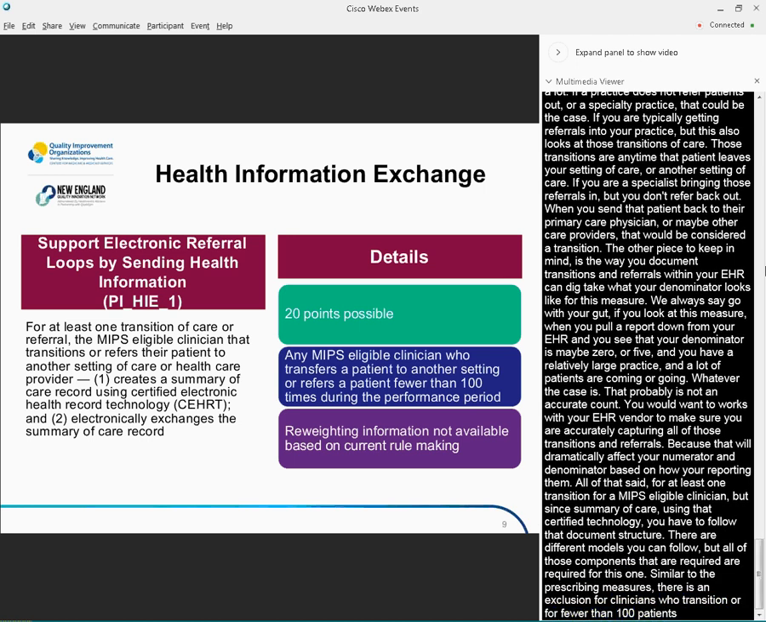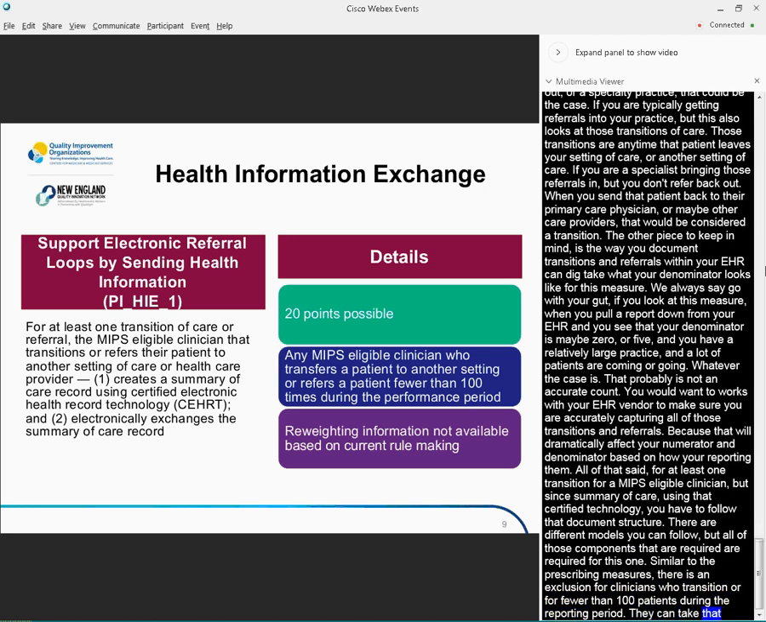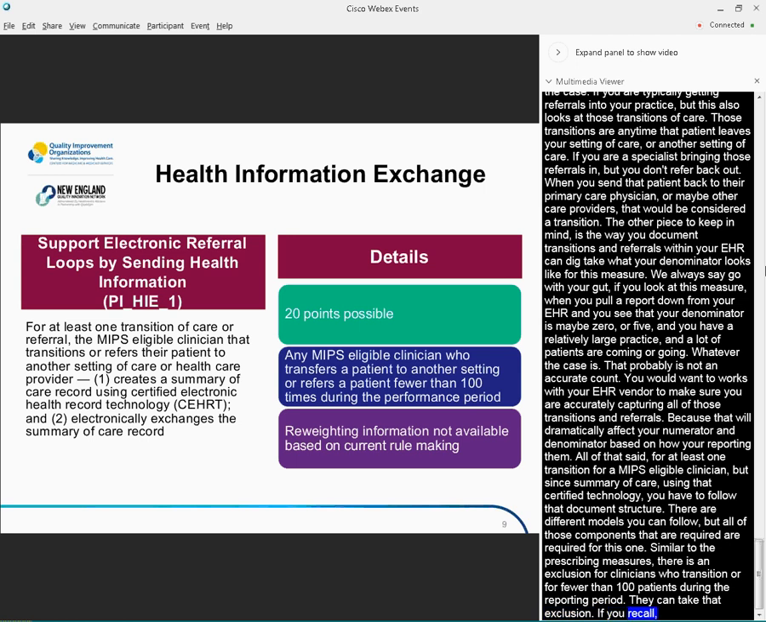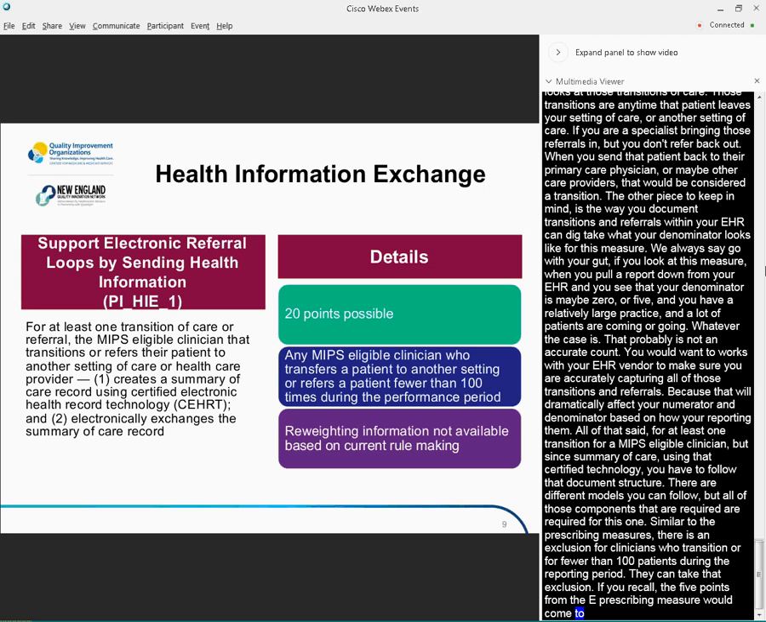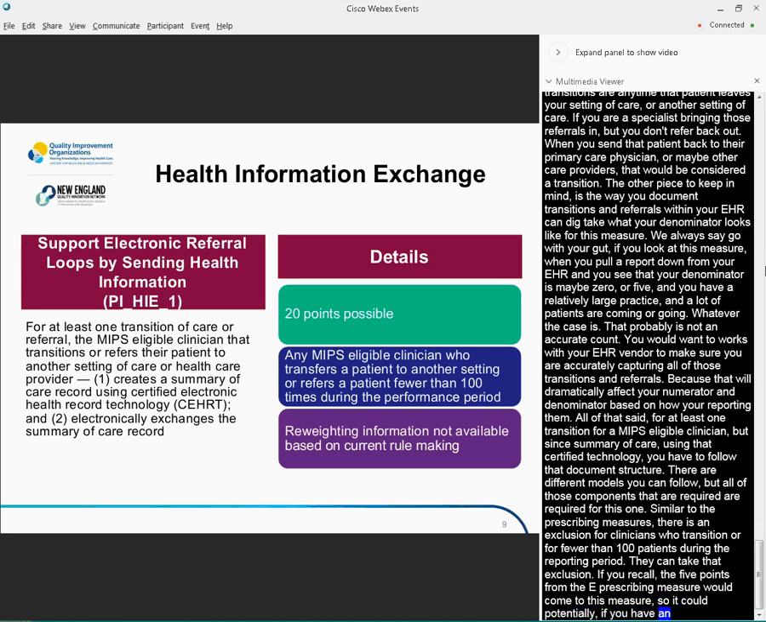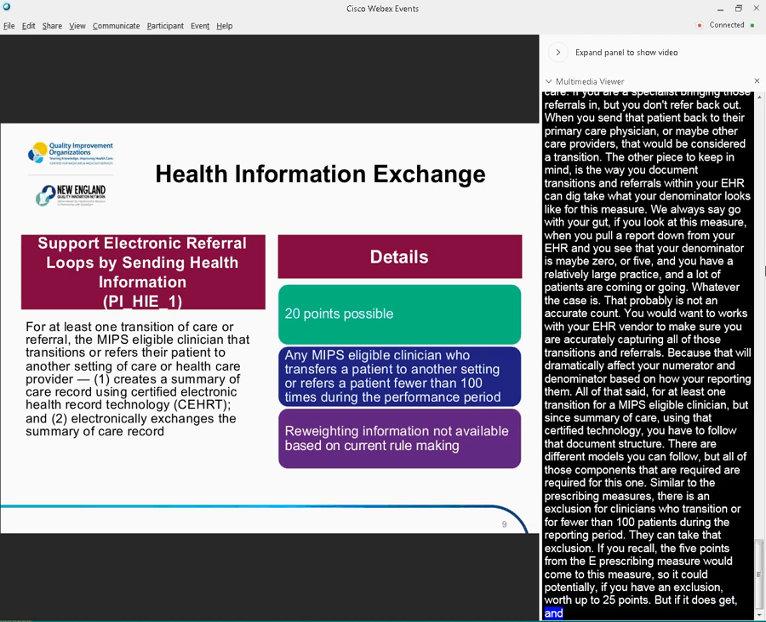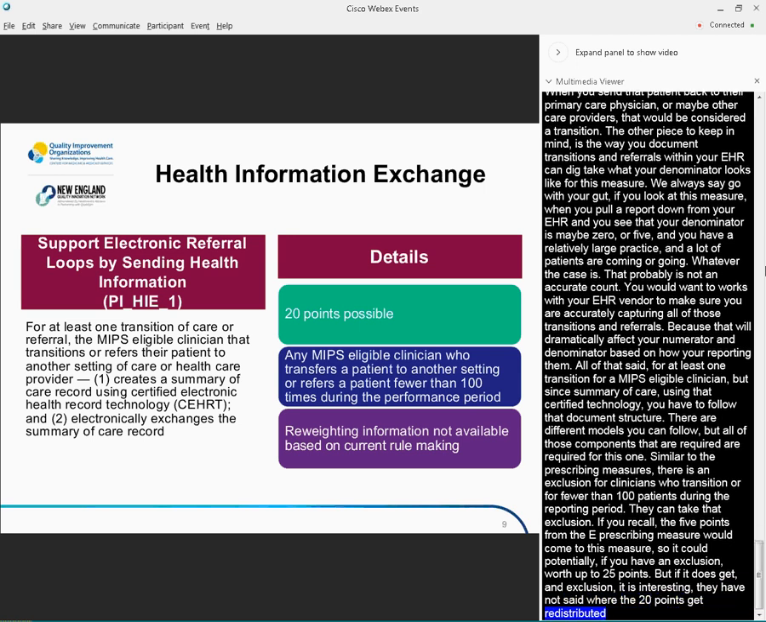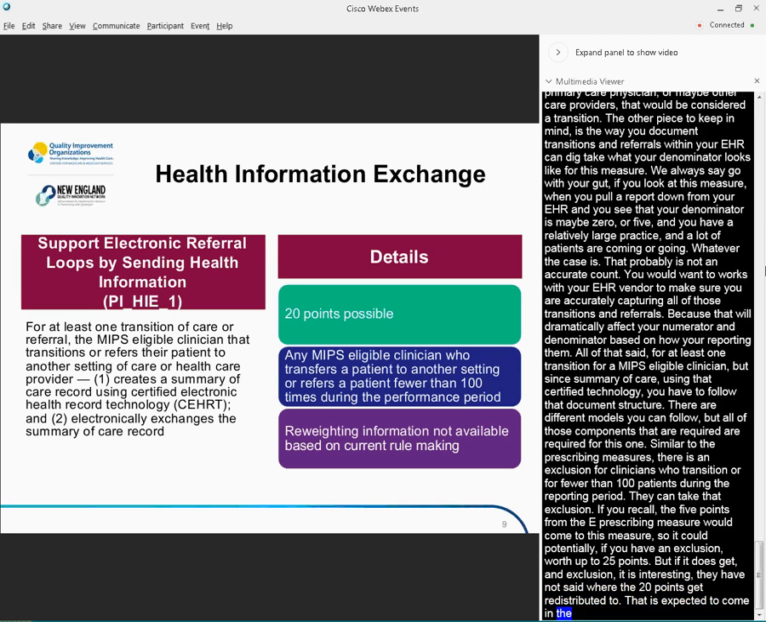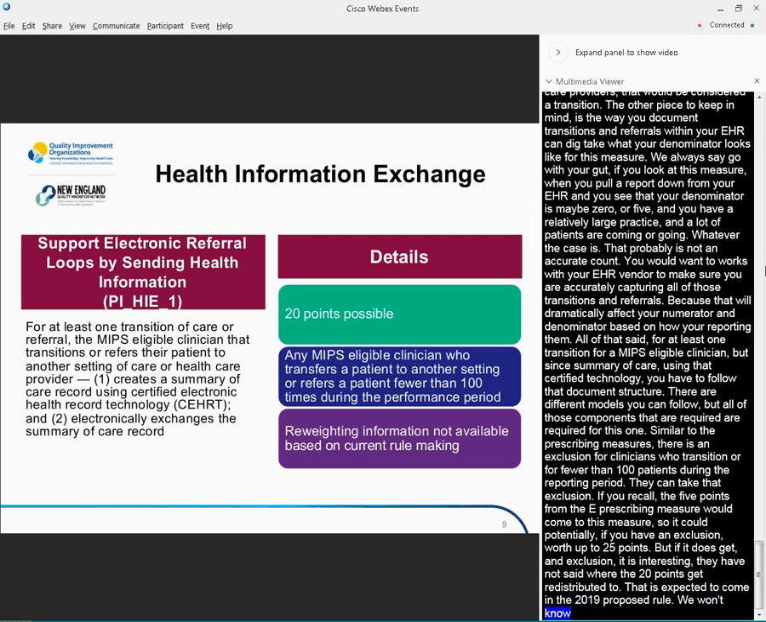If you recall, the 5 points from the EPrescribing measure would come to this measure, so if you have an exclusion, it could potentially be worth up to 25 points versus just the standard 20. But if you take an exclusion here, it's really interesting. CMS actually hasn't said where the 20 points get redistributed to. That is expected to come in the 2019 proposed rule, so we won't know until this summer where those points will get redistributed to, but just know that there is an exclusion and redistribution for this measure.